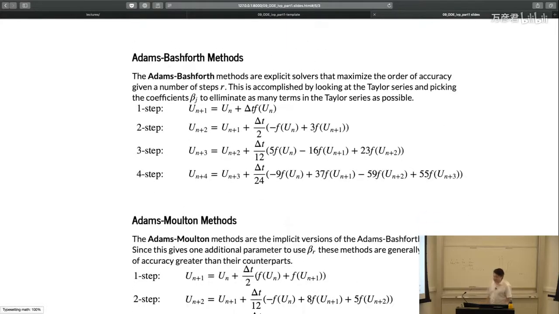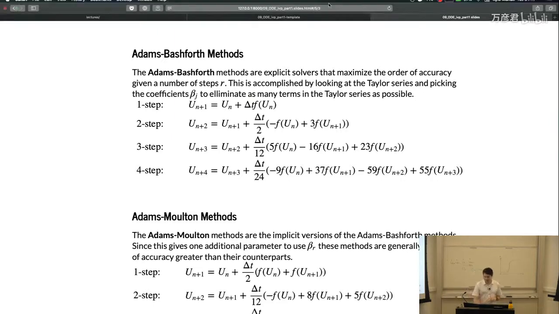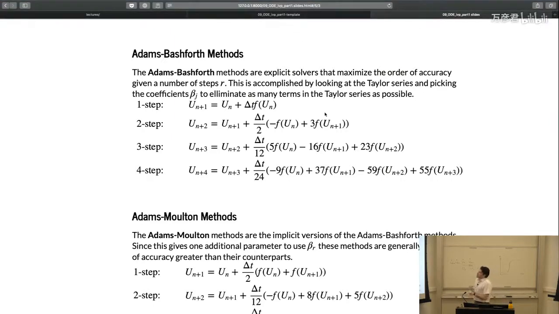Silence that. And there's a few different examples of these. So here's Adams-Bashforth at the top. That's weird. Must not have deleted that.